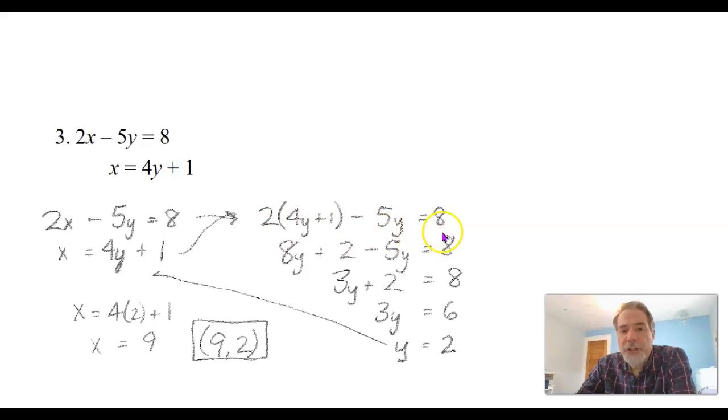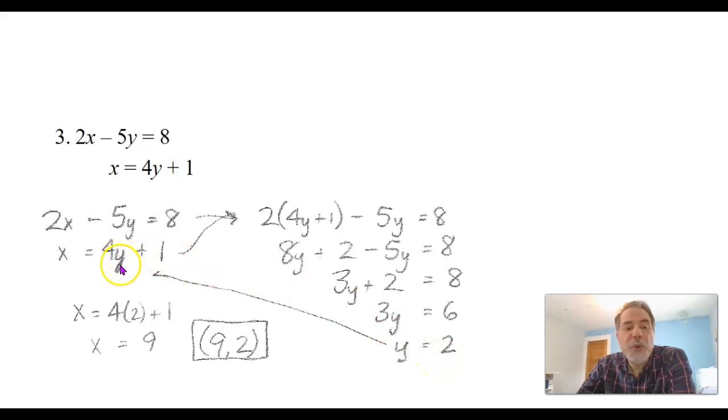So now we have an equation just involving y. Remove the parentheses and you get 8y plus 2 minus 5y equals 8. Combine the y terms, 8y minus 5y gives you 3y plus 2 equals 8. Subtract 2 on both sides, you get 3y equals 6. Divide both sides by 3, you get y equals 2.